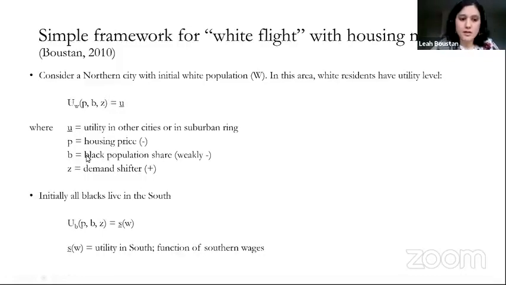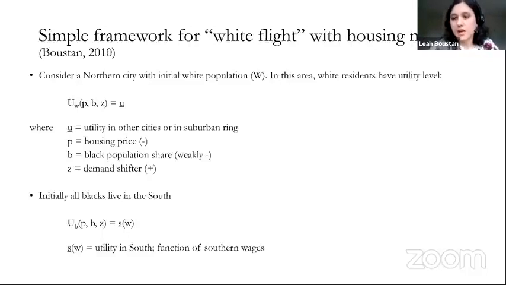And the demand shifter is set to be positively affecting utility, so it's some kind of amenity or productivity term. And then B, the Black population share. At the moment, we'll start thinking about a case where whites actually don't have any preference over racial composition. Of course, this is not historically accurate. So the reason why we do this is to think about what would happen when Black population moves into a city, even absent racial animus.